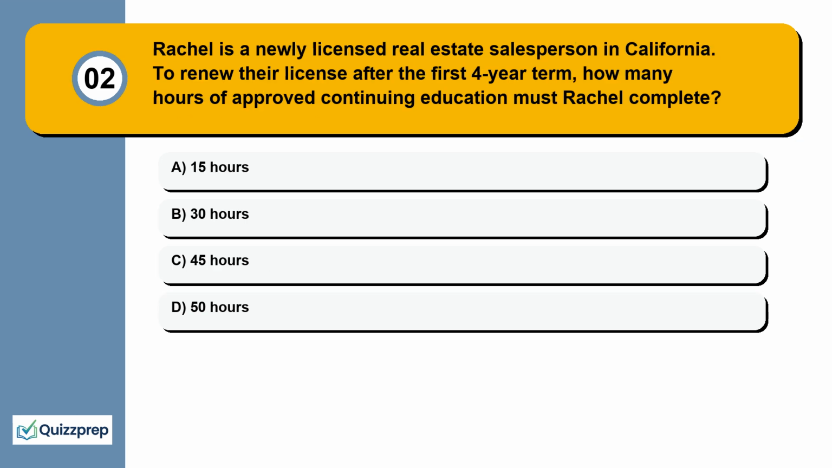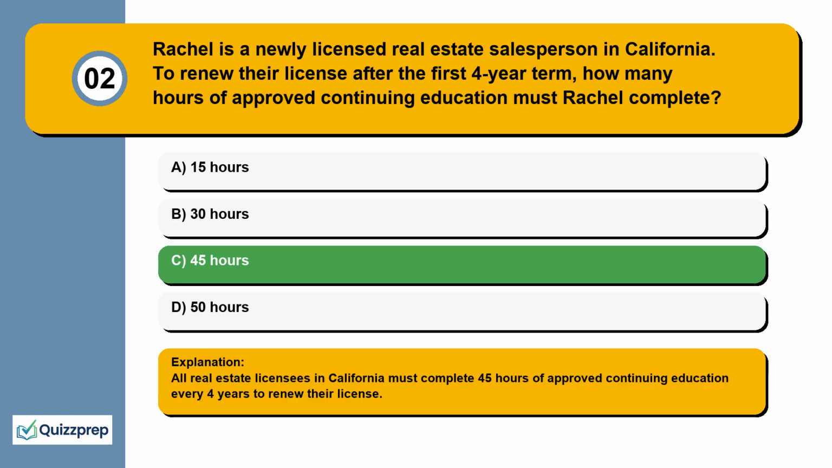Question 2. Rachel is a newly licensed real estate salesperson in California. To renew their license after the first 4-year term, how many hours of approved continuing education must Rachel complete? 15 hours, 30 hours, 45 hours, 50 hours.